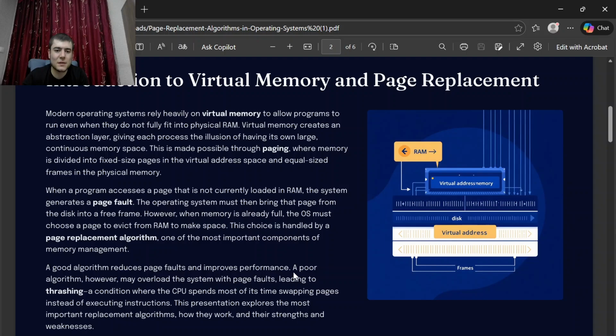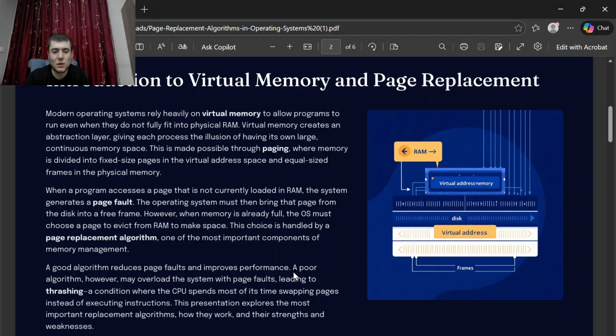When a program accesses a page that is not currently loaded in RAM, the system generates a page fault. The operating system must then bring that page from the disk into a free frame. However, when memory is already full, the OS must choose a page to evict from RAM to make space. This choice is handled by the page replacement algorithm, one of the most important components of memory management. A good algorithm reduces page faults and improves performance.